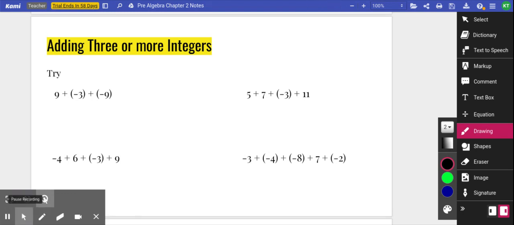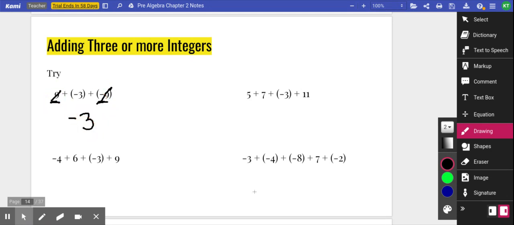If you remember back to chapter 1, we talked about the associative property for addition, which means it doesn't matter the order in which I add numbers together. I should get the same result. Some of you will just plow through and go in order. Others might look at ways to combine. Like when I look at this one, I have a positive 9 and a negative 9. I know that's going to give me 0, and I'm just left with negative 3.